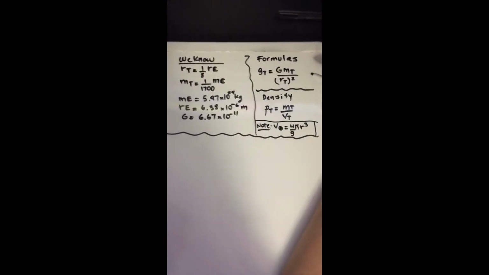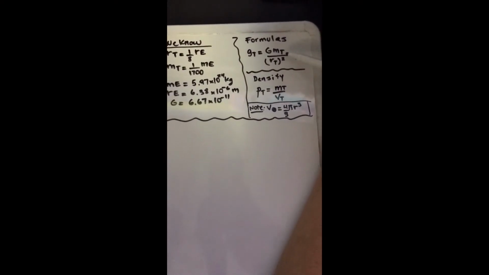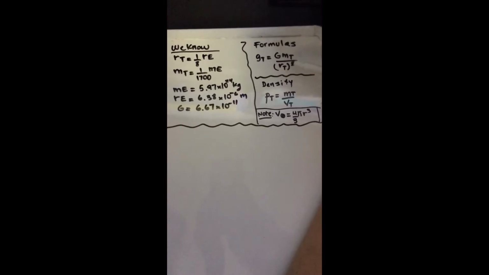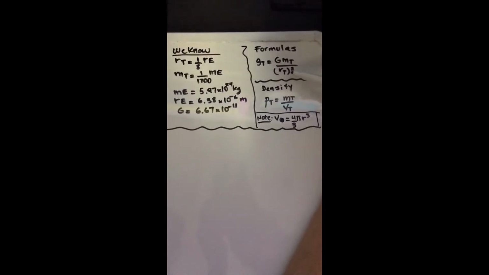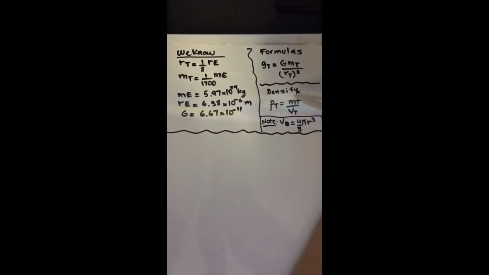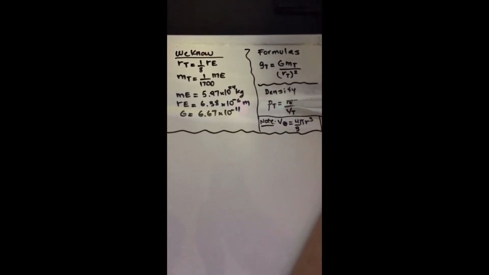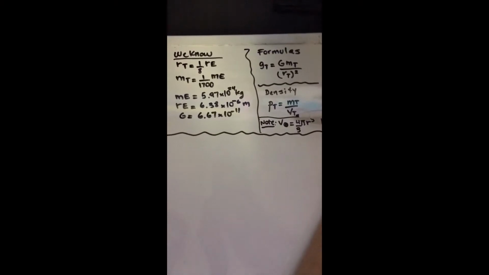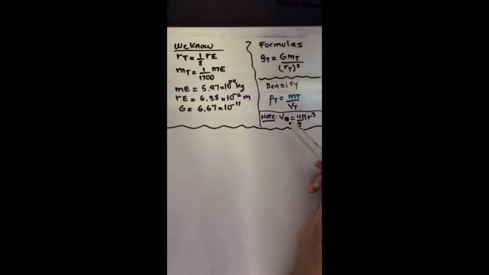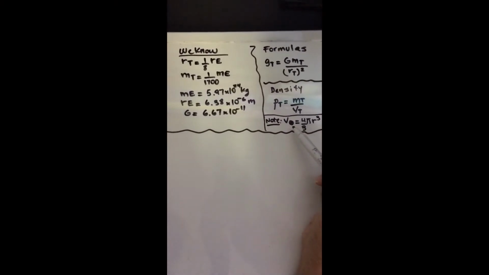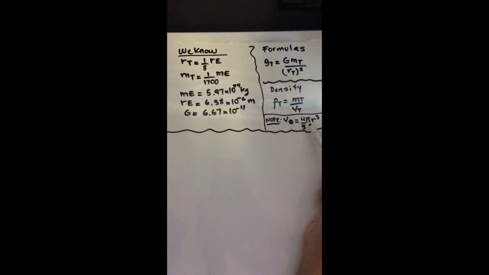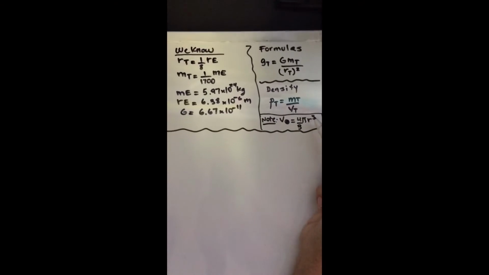The formula we're gonna use is that the acceleration due to gravity of Titania is equal to G, this constant, times the mass of Titania over the radius of Titania squared. And then for density, we're gonna apply that the density of Titania is equal to the mass of Titania over the volume of Titania. We know that Titania is a sphere, so we're gonna apply the formula for the volume of a sphere, which is equal to 4/3 pi r cubed.